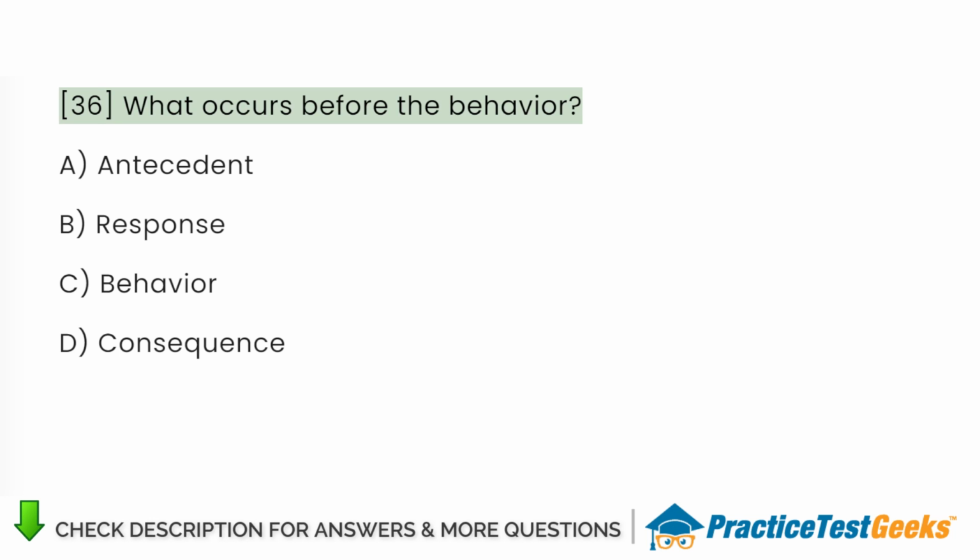What occurs before the behavior? A. Antecedent. B. Response. C. Behavior. D. Consequence.